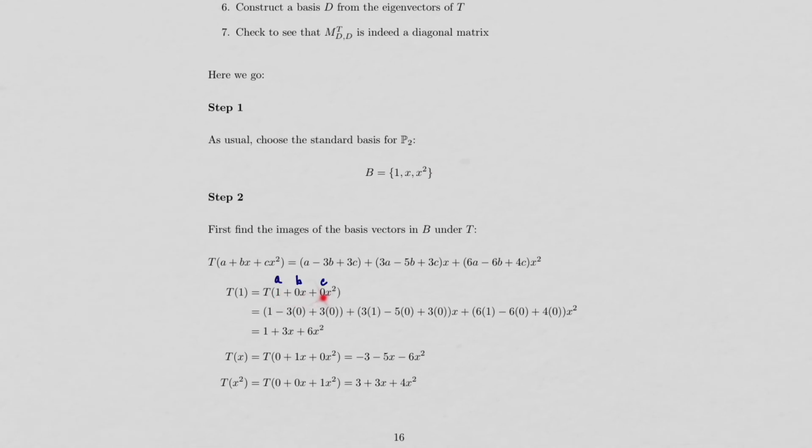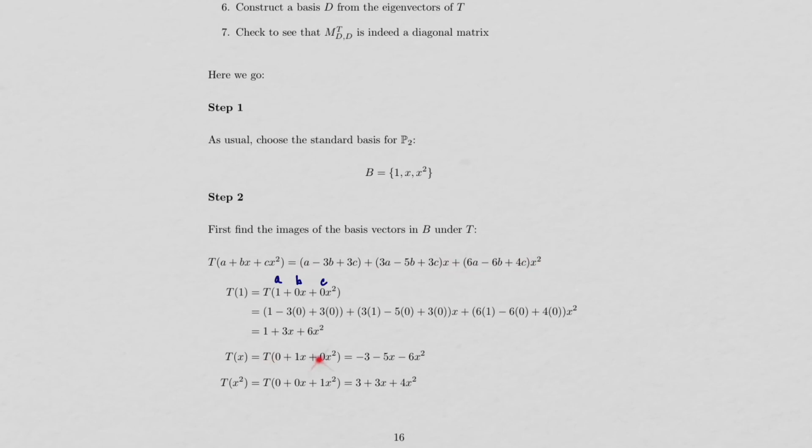T of 1 plus 0x plus 0x squared is a minus 3b plus 3c plus (3a minus 5b plus 3c) times x plus (6a minus 6b plus 4c) times x squared, which simplifies to 1 plus 3x plus 6x squared. A shortcut for doing all this is just to think in your head a is 1 and b and c are both 0. So just look up here, replace a with 1 and ignore b and c. So I'm going to get 1 plus nothing, plus 3 plus nothing x, plus 6 plus nothing x squared. 1 plus 3x plus 6x squared.